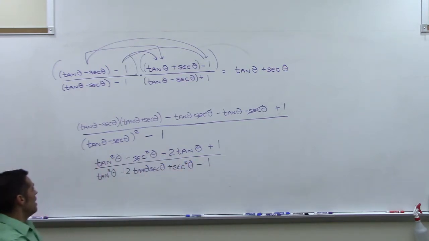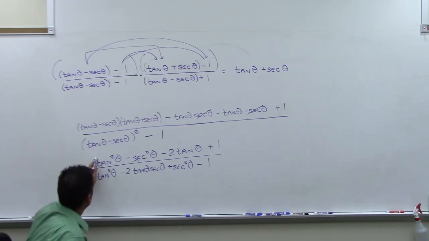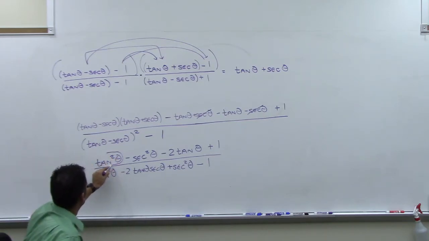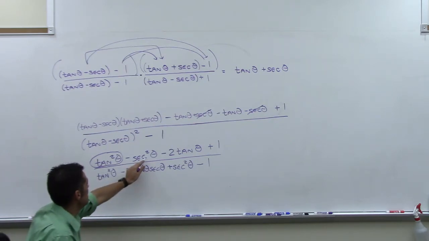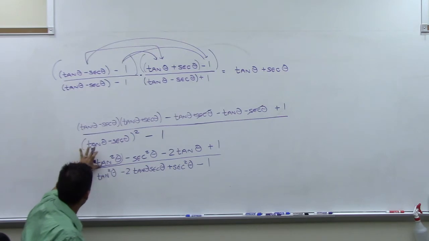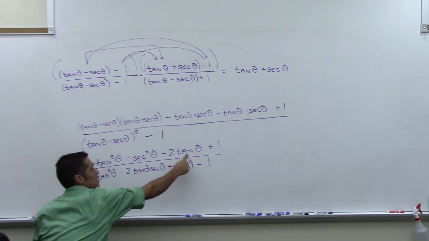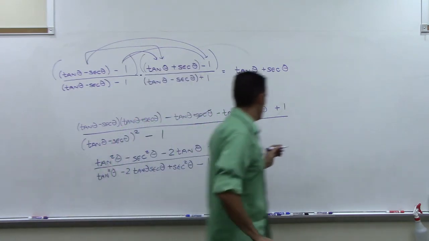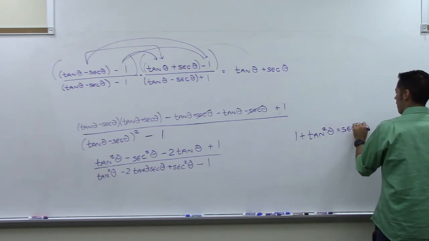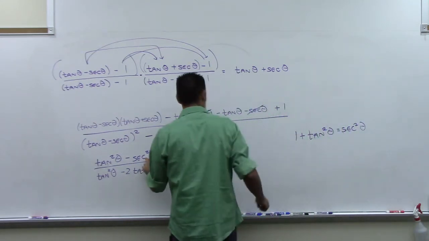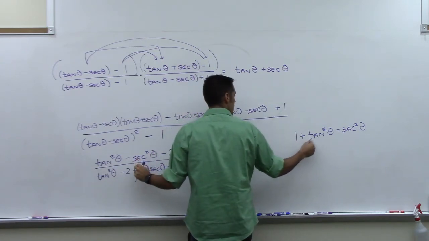Wow, okay, this has some hope. What I see I can do here is that I could change this into something with secants, or I could change this with something in tangents. I think I'm going to go with tangents, and the reason why is because I've got tangent squared here, I've got a tangent here. So let me rewrite secant squared. Remember, 1 plus tangent squared theta is secant squared theta. So if I replace this with this, it's going to become minus 1 and minus tangent squared.